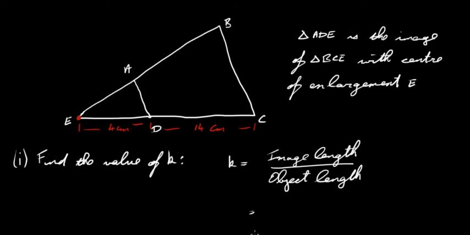Now in this particular case, the only lengths we're given are down here. We can see that an image length here is 4. So this is our image. The small triangle is our image. So 4 can go on the top. Its corresponding object length is from E to C, the base of the large triangle, and that's actually 18. So that'll just give us our scale factor of 2/9. We kind of guessed that it was going to be less than 1 anyway, because the image is a lot smaller than the object. So our scale factor k is 2/9.